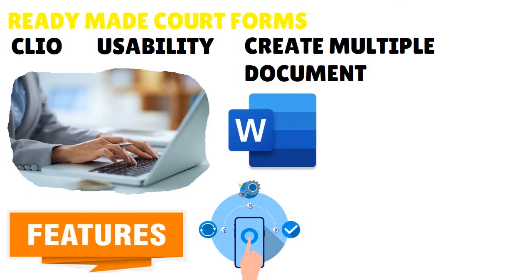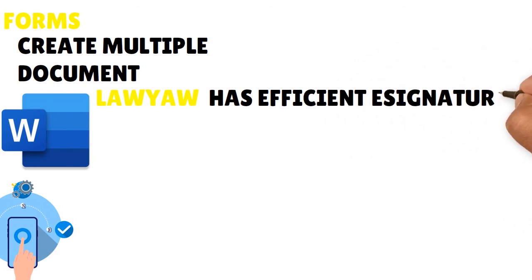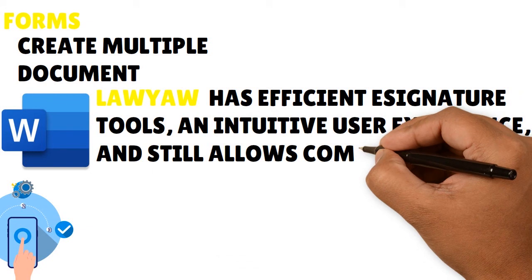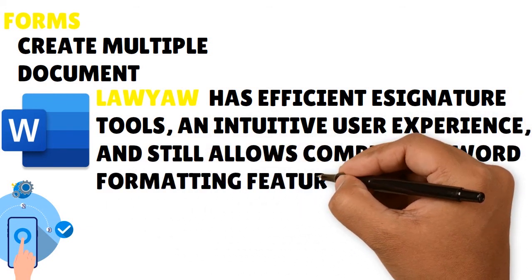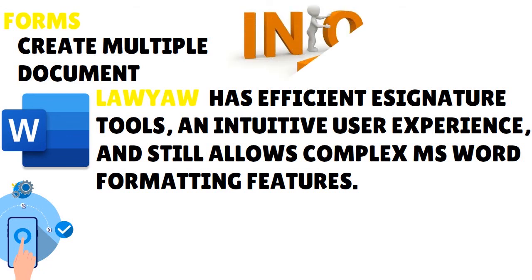And what we love about Lawyaw also is that the tool has efficient e-signature tools and an intuitive user experience, but it still allows complex MS Word formatting features. Additionally, attorneys who use Clio Manage will find the platform especially helpful because there is a two-way sync capable of keeping matter and client information up to date. Remember, this is basically a Clio company right now.